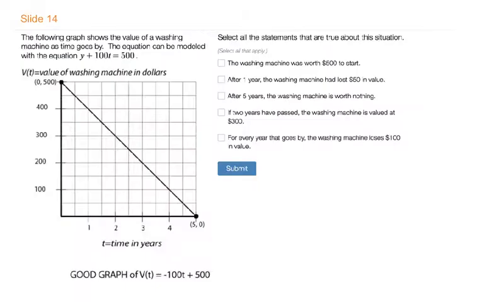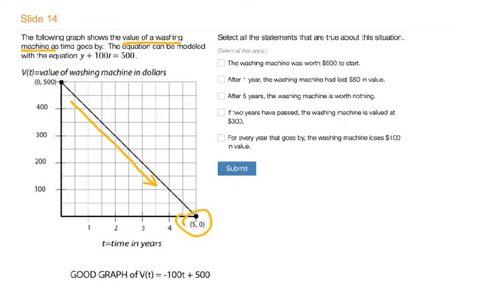All right, moving on. Now we're on slide number 14, and we've got a graph here that shows the value of a washing machine as time goes by. So just take a look at this graph, and you can see that my graph is going down. Well, this makes sense because over time the value of my washing machine goes down. So that means the longer I own it, the less valuable it is.